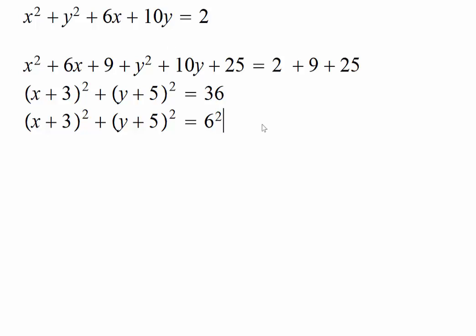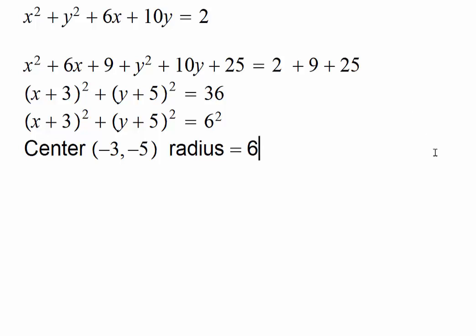Okay, so what this will become then, if we compare it with the standard form, is that the center of the circle is at (-3, -5), and the length of a radius equals how much? The length of a radius equals 6 units. Okay, now let's go towards a little more general form.